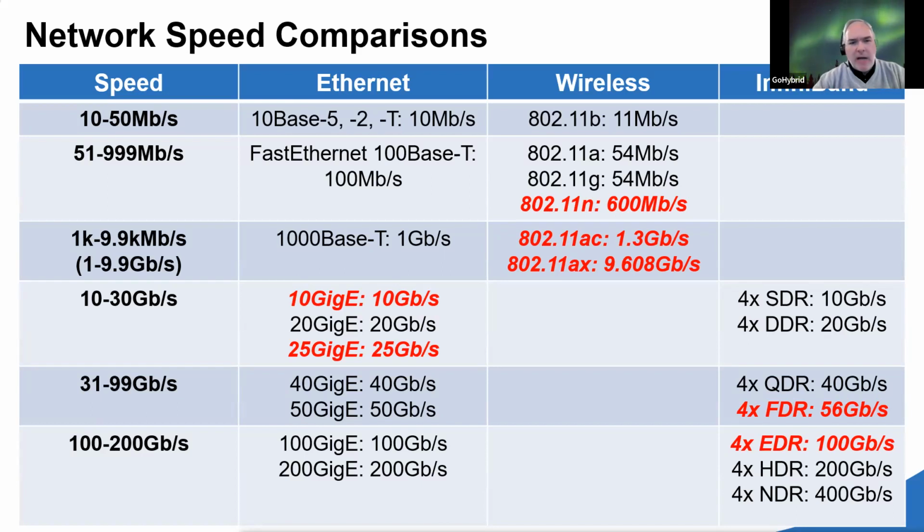Now, there are other types of networking besides what's listed here. Intel OmniPath, for example, Cray Slingshot, but those are really niche technologies. You see them sometimes in the high performance compute or the server backbone world, and that's about it.